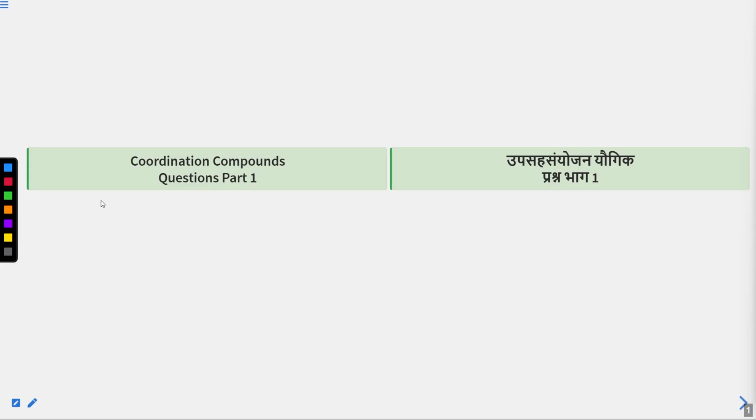Everyone. Today we are going to see some practice questions from the chapter Coordination Compounds. This is part 1. Let's start.